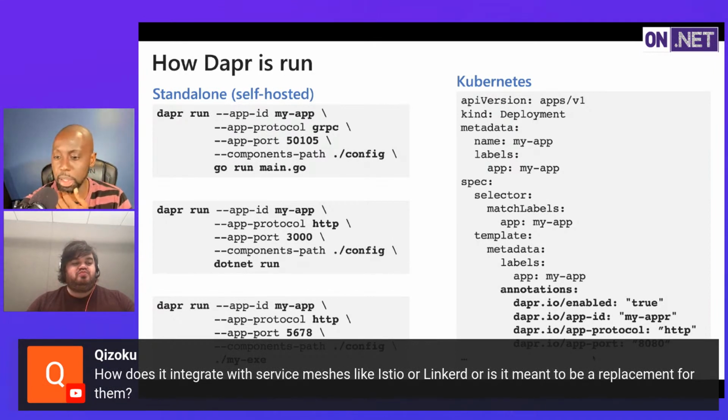Okay. And then this next question is also coming from YouTube, from Kizoku. It's a similar question, but a little bit different. This person's asking, how does it integrate with service meshes like Istio or Linkerd?